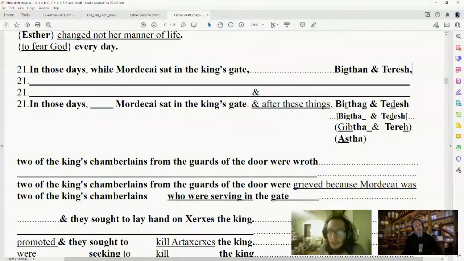Strangely, the Septuagint gets horribly wrong the names most of the time. They bungled the names for most of the people in the Book of Esther. For some reason, the scribes responsible for it had a very difficult time accurately rendering the names here.